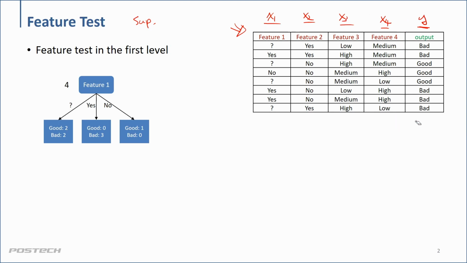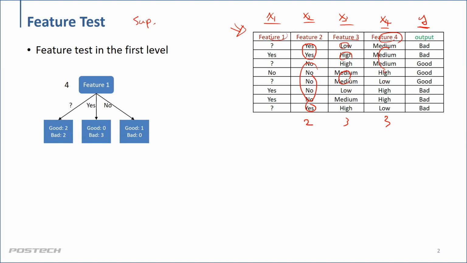With that, for feature 2, we don't know what it is, but don't worry about the physical meanings. Say this is yes, and these are no and yes. And feature 3, maybe like temperature or whatever. So it's low, high, or medium, 3 different levels. And feature 4, again, is medium, high, low. You can think of it as a level of pressure, whatever.